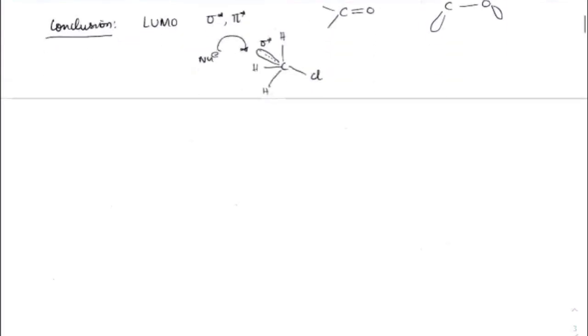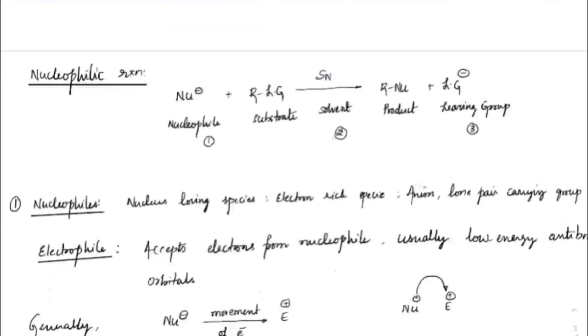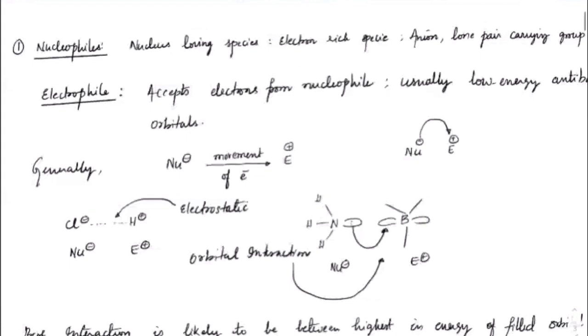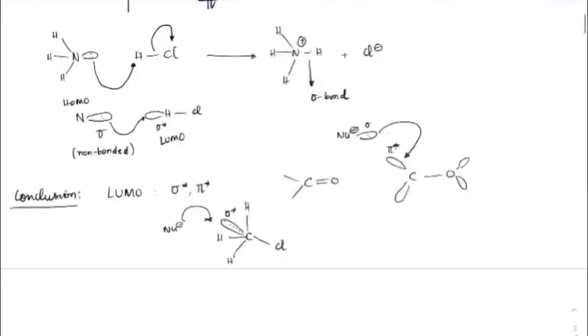Now coming to the second aspect, the overall reaction. I told you that we'll first discuss the nucleophile, then the solvent, and we'll keep going back and forth. We'll have to keep coming back to nucleophile and solvent. First, let me introduce the basic idea of what a solvent is. Solvent is the one which provides the surface area for interaction between reagents and substrates. So the nucleophile which I have taken here is the reagent, and this is the substrate on which the interaction is happening.